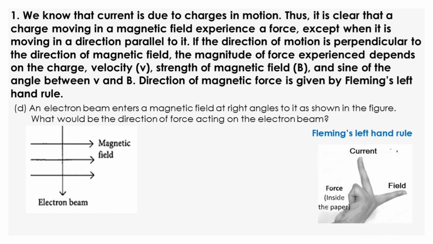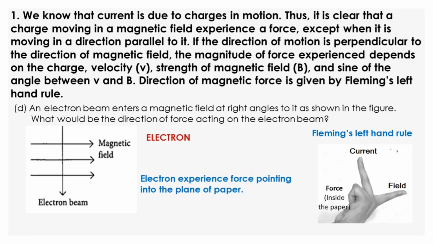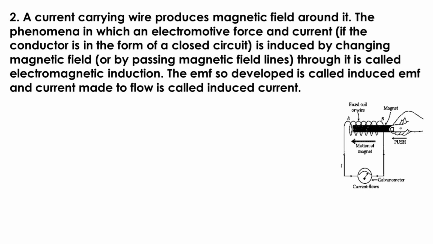So the thumb will be moving inside the paper, that means into the plane of the paper. Hence electron is experiencing a force into the plane of the paper. Let's move on to the next case study.